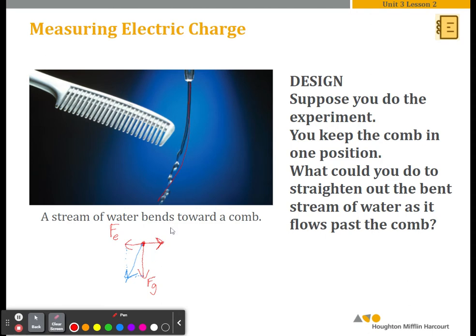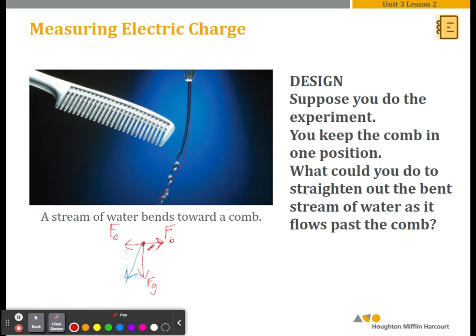And what could you use to provide this force? You could use another comb. You could use, I don't know, a balloon. Remember, you can charge a balloon, but you would have to provide something that would be able to provide some kind of field force acting from the opposite direction. So if you run a couple of combs through your hair, put one on each side of the stream of water, then it should straighten out the water.